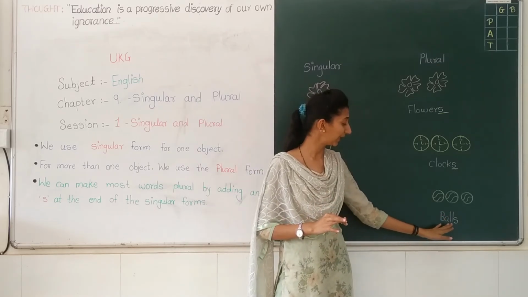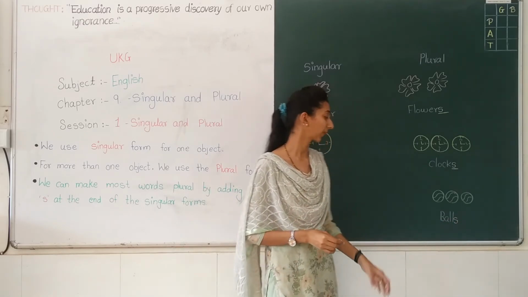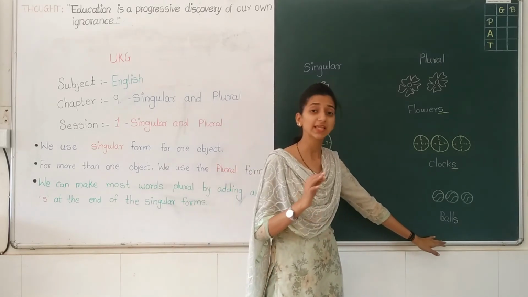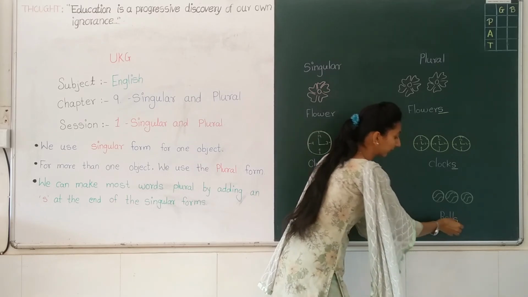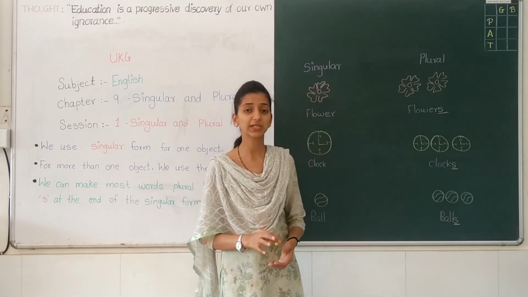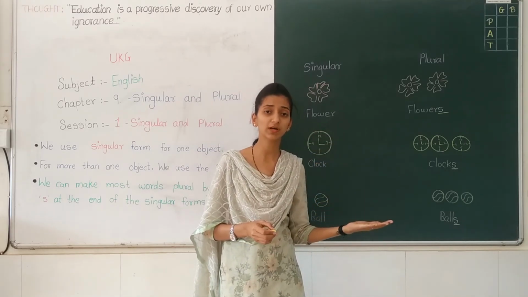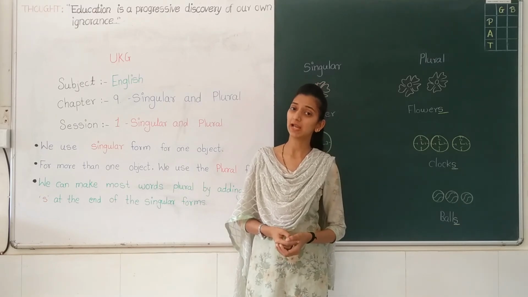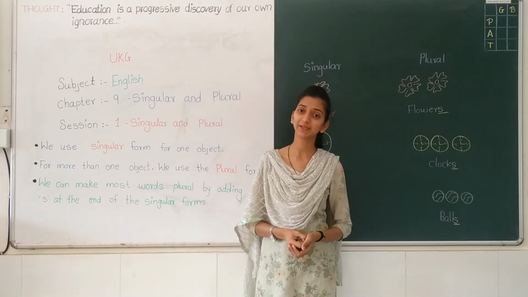Now next is ball. And what is the spelling of ball? B-A-L-L, ball, correct? And these are balls. So what is the spelling of balls? B-A-L-L-S, balls, correct? And at the end of the word, there is S, it's called a plural word, okay? So did you understand this? What is the singular word and what is the plural word?